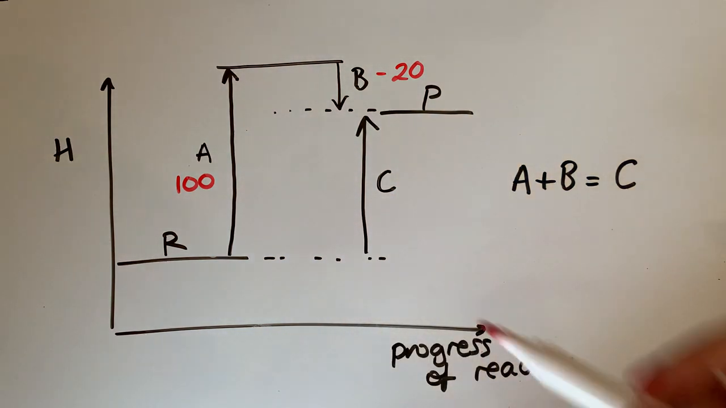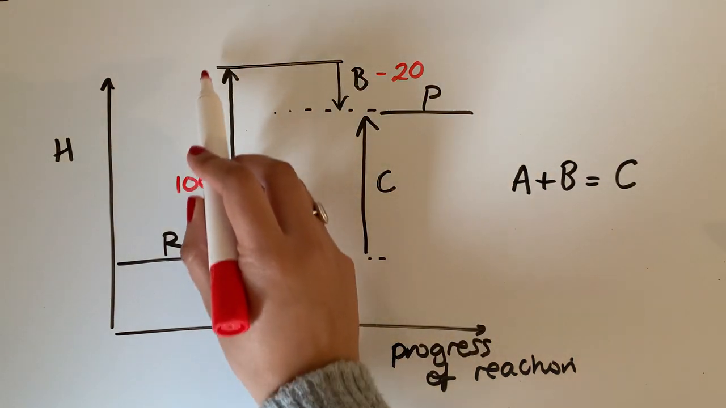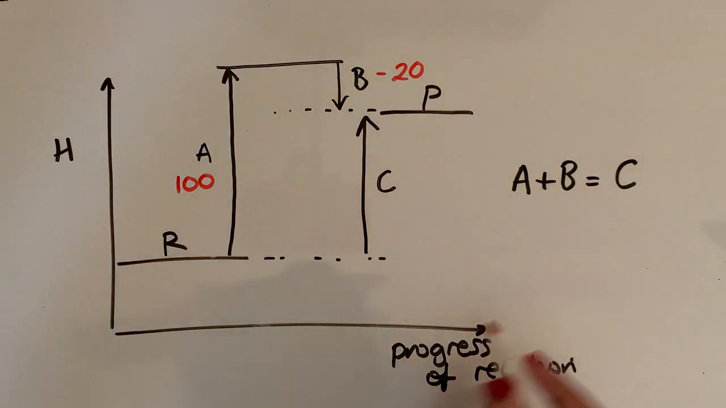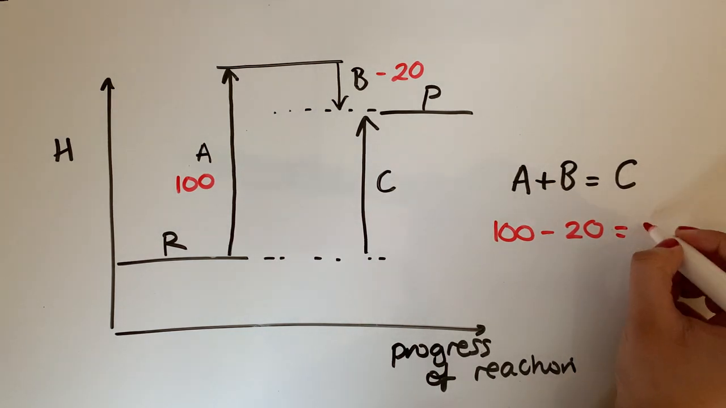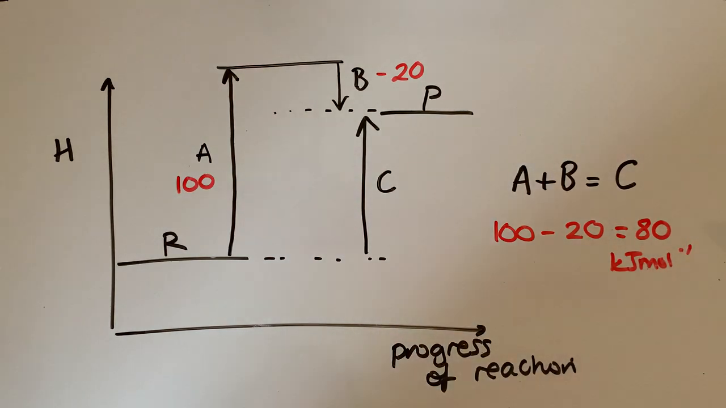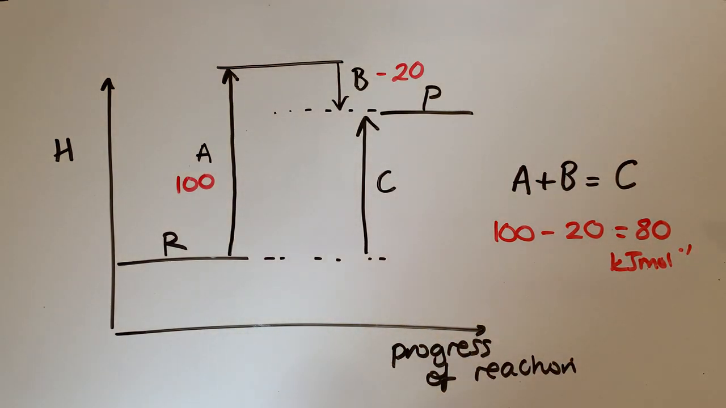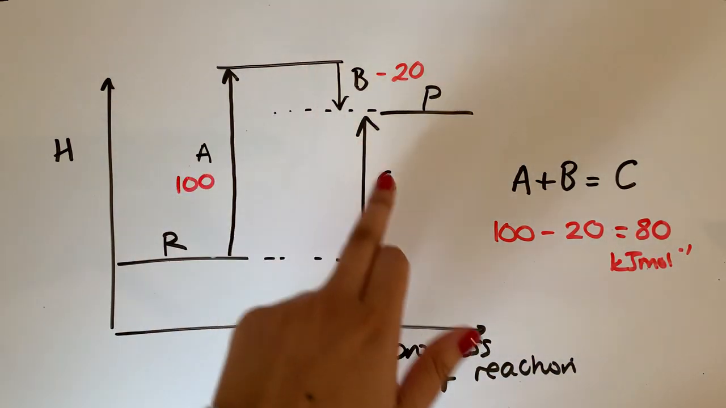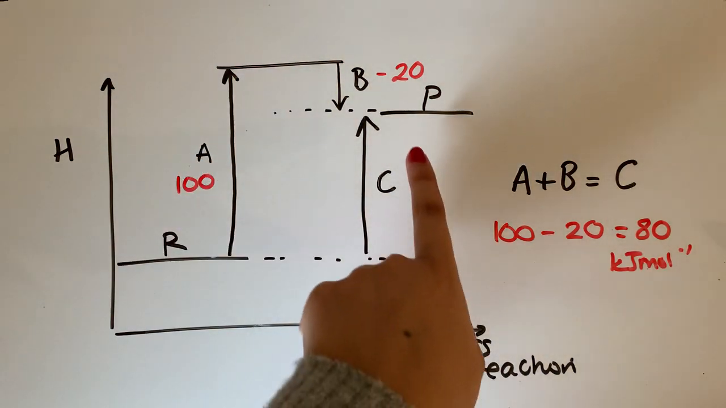And as we said, because we're going from the reactants to the products, we're going to follow this journey over here. We're going to do 100 minus 20, so I'm just going to do that down here, 100 minus 20, and that's going to give us our value of C, and as we can see, that is just going to be 80 kilojoules per mole. So that's what we mean by using Hess's law to work out an indirect route to work out our enthalpy change. As long as the conditions are the same in each of these stages, we can say that route A plus B equals route C.